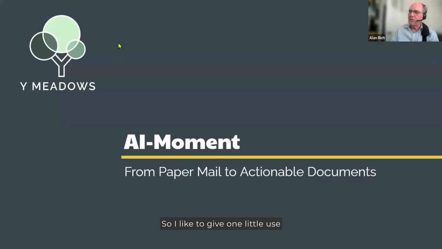So I'd like to give one little use case each time on what we're doing at different customers to implement AI into their business workflows. This month, I'll talk about a customer that actually gets a lot of paper mail. They were trying to figure out how to handle that paper around their business, and they were spending a lot of time trying to get the right piece of paper to the right person and make sure it wasn't getting missed, and dealing with that whole process.